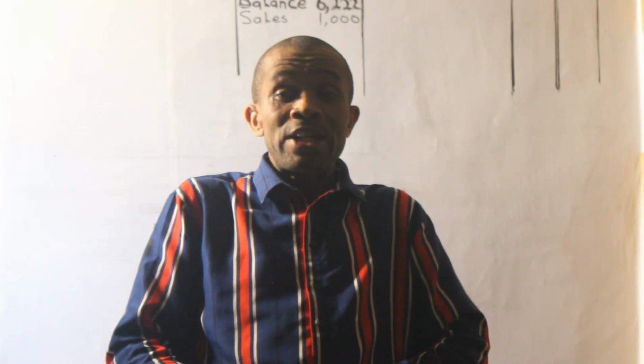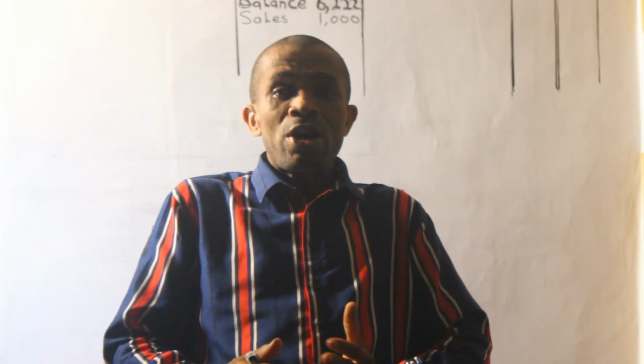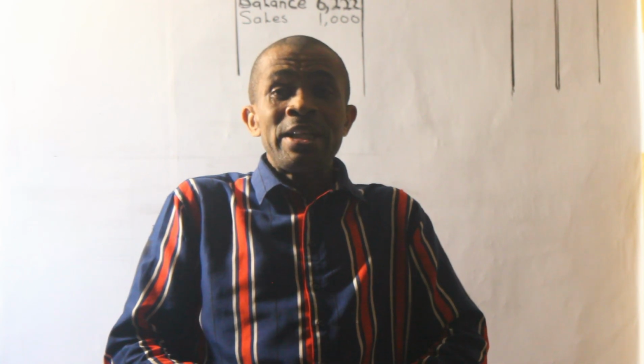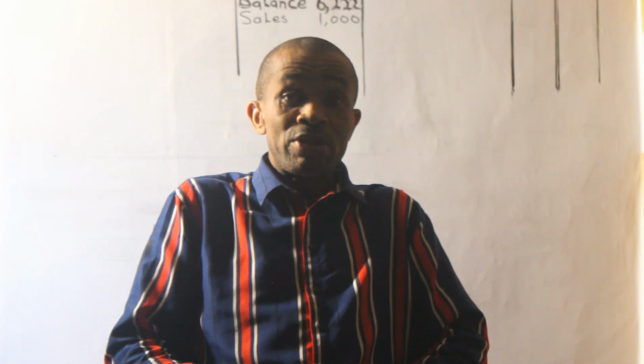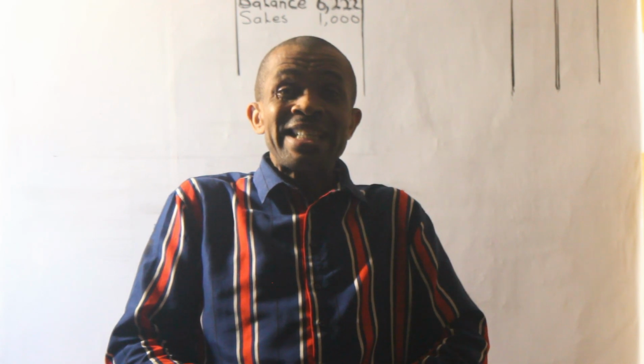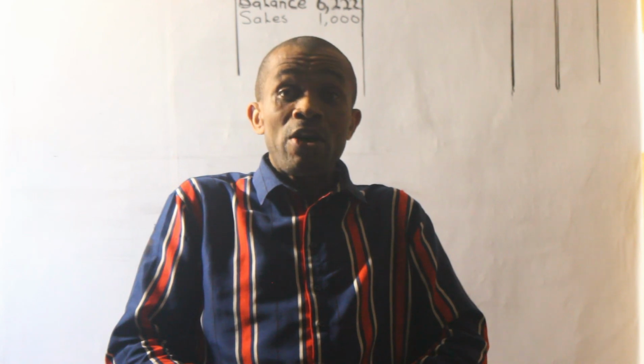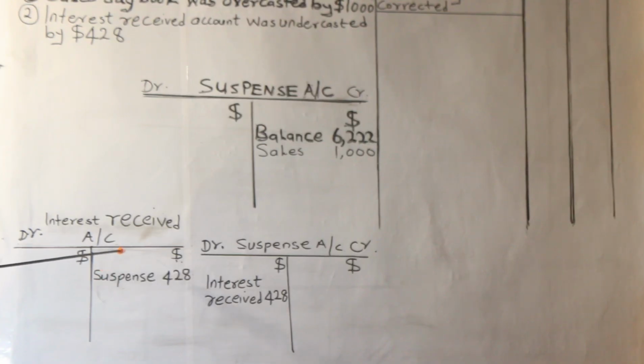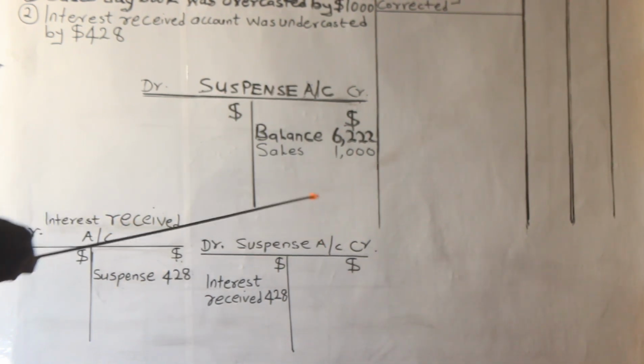The undercast is $428. How do we correct it? Let us do our workings again by establishing the suspense account and the interest received account, which is a credit account. Remember that income, capital, and liability usually have credit balances. That means that at the end of the balancing, all things being equal, their balances must remain at the credit side. Also note that anything that is assets or expenses, the end balancing will be on the debit side of that account. So as you can see in our case, we have opened the interest received account and we have also opened the suspense account.